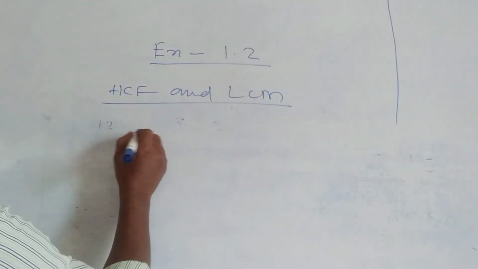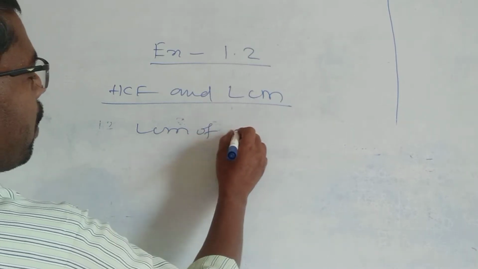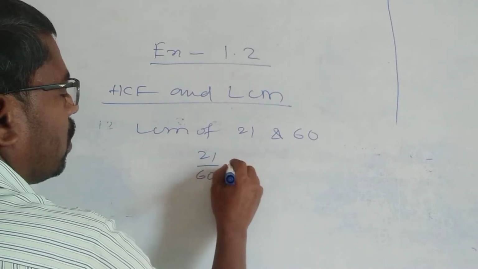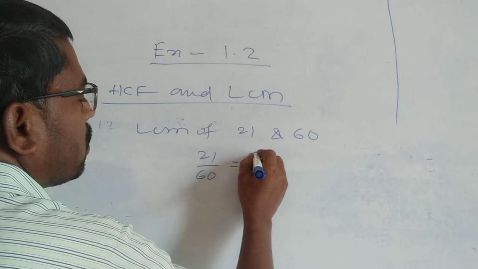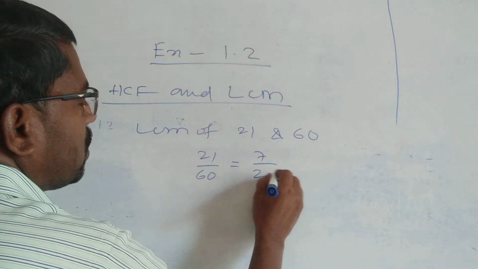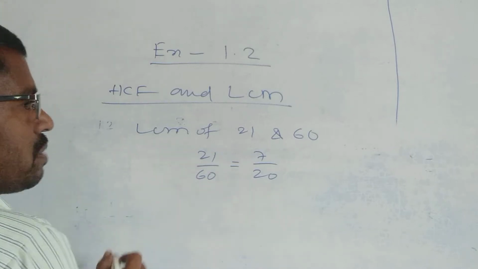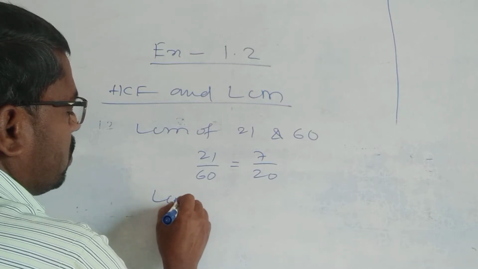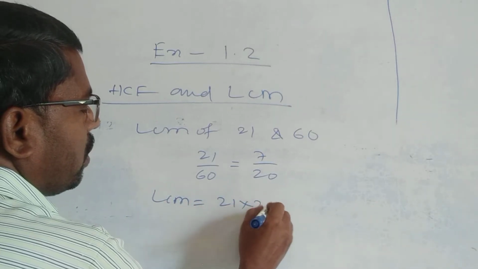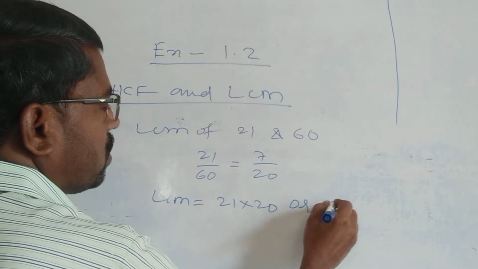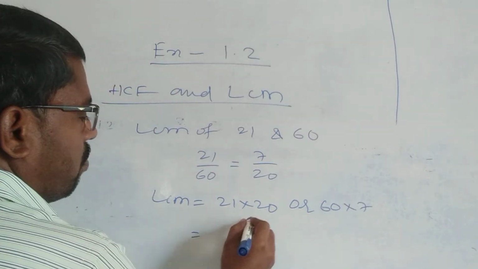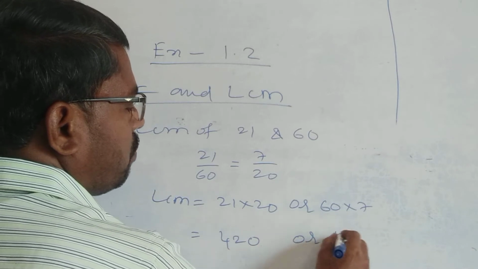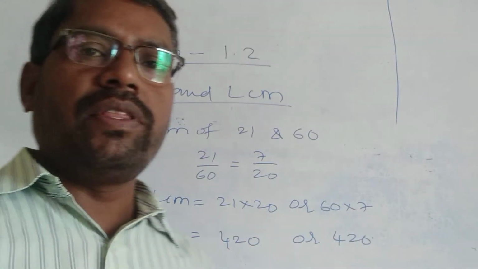You can take the LCM of 21 and 60. 21 by 60. What table can we take? The 3 table. 3 7s are 21, 3 20s are 60. Now we can cross multiply. LCM means we have to multiply. LCM is equal to 21 into 20 or 60 into 7. Any way the answer is the same. 2 1s are 2, 2 2s are 4, 420, or 6 7s are 420. Like this you can find it by using Vedic mathematics.